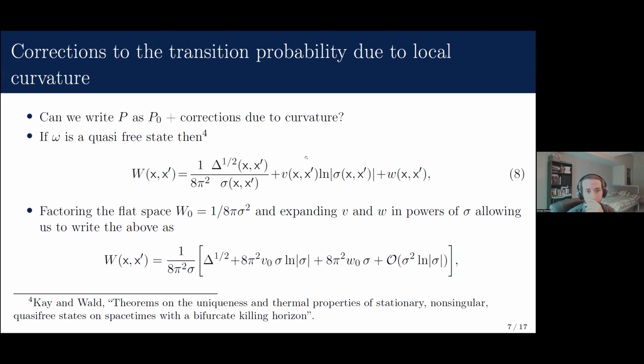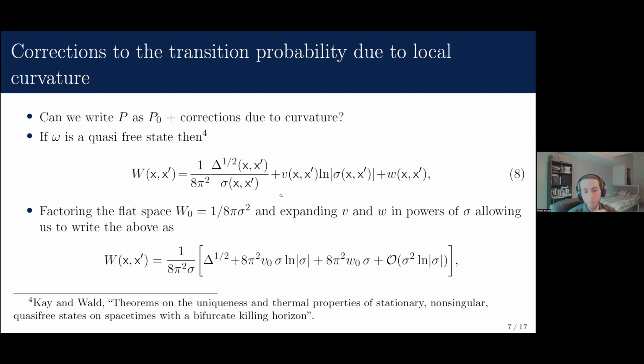what we're effectively trying to do here is write the transition probability as its flat space counterpart plus corrections due to curvature. So since we assume that the field is in a quasi-free state, we begin with an expression or approximation for the Wightman function locally, where this is the Van Vleck determinant. The V and W functions are regular functions. V can be fully determined by the background spacetime properties of the field, and W is state dependent.